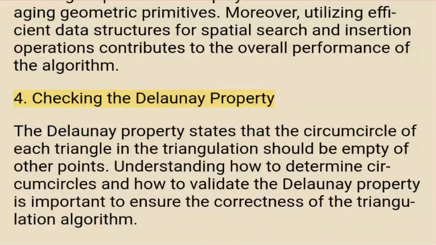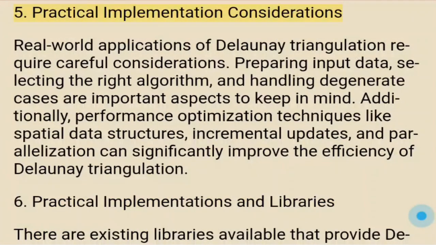4. Checking the Delaunay property. The Delaunay property states that the circumcircle of each triangle in the triangulation should be empty of other points. Understanding how to determine circumcircles and how to validate the Delaunay property is important to ensure the correctness of the triangulation algorithm.